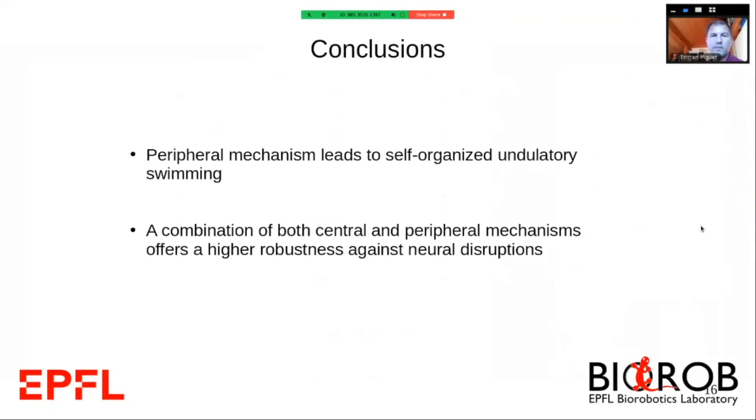So, okay, we have a lot of conclusions with this work, but I want to go for the main two that I would love you to keep in your mind. That is that peripheral mechanisms lead to self-organized undulatory swimming by providing intersegmental coordination. So we are talking about the coupling, and body oscillation, talking about the frequency. A combination of both central and peripheral mechanisms offers a higher robustness against neural disruptions that won't happen if we just play one alone, okay? So this potentially explains how some vertebrates are able to move after spinal cord lesions. In this case, we are talking also on the engineering side, so the robustness after system failure, okay? Which is also quite nice as a robotic application.